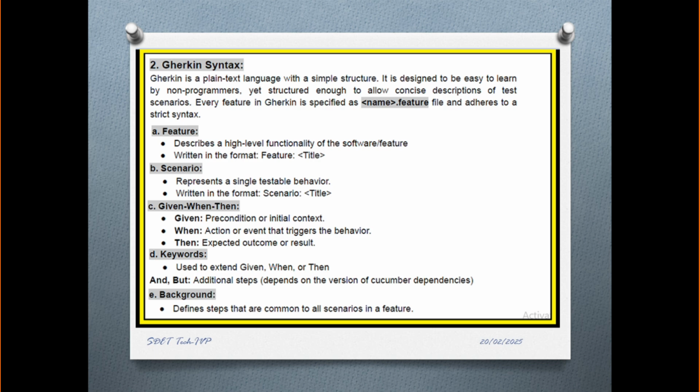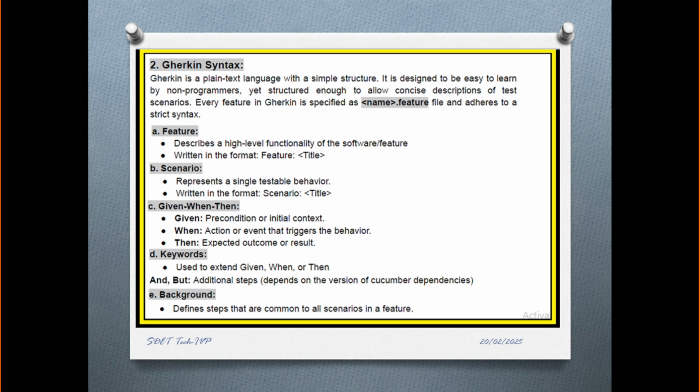And the Feature, what is Feature? Feature describes the high level functionality of the software, and in the feature we have to type the title. And what is Scenario? Scenario represents a single testable behavior. What are Given, When, Then? Given is the precondition, When is the action or event that is triggered, and Then is the outcome we want once we perform the execution.